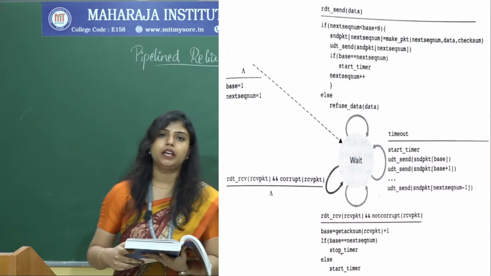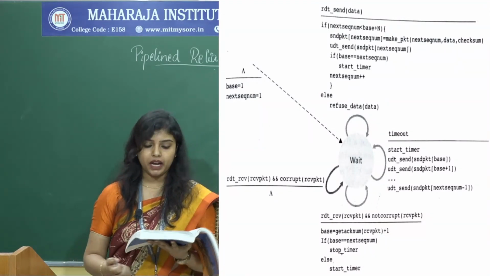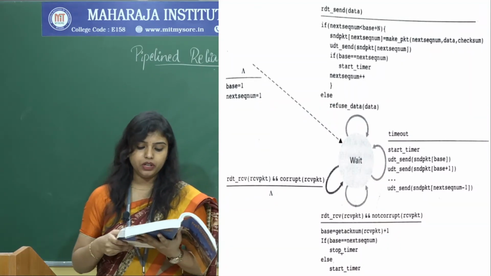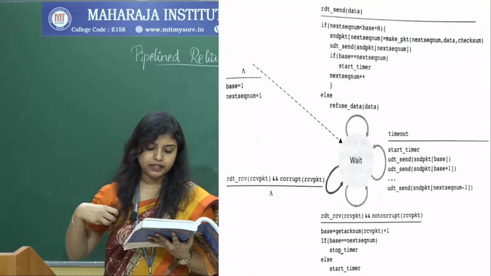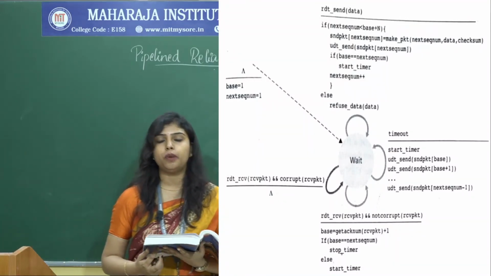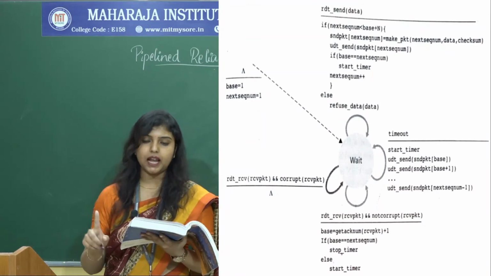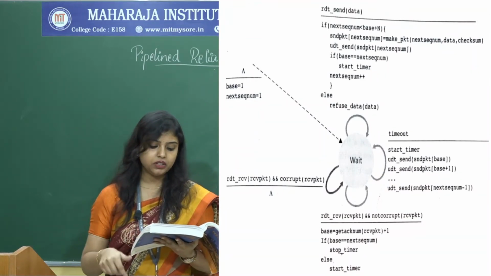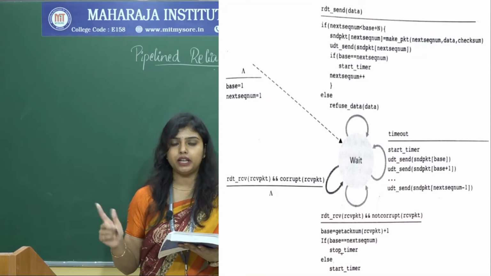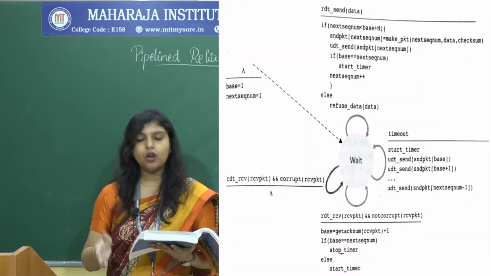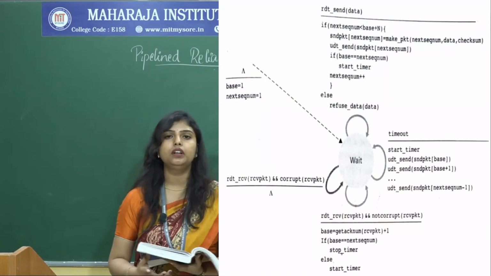Next, when it receives a packet and that packet is not corrupt, what will it do? It gets the acknowledgement number of the received packet and adds 1 to that to set the base. Here also it checks if base is equal to next sequence number. If it is equal, it will stop the timer, or else it will start the timer again.